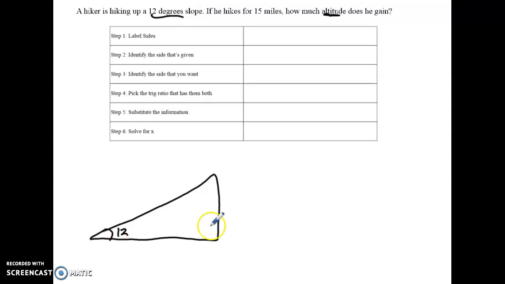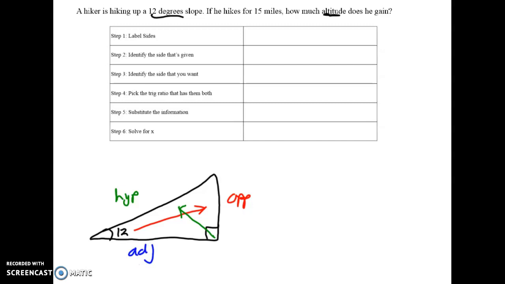And now I'm going to label my sides. So the side across from our 12 degrees is our opposite side. We know that the side across from the 90 degrees is our hypotenuse side. And we know the side next to our 12 degrees is our adjacent side.